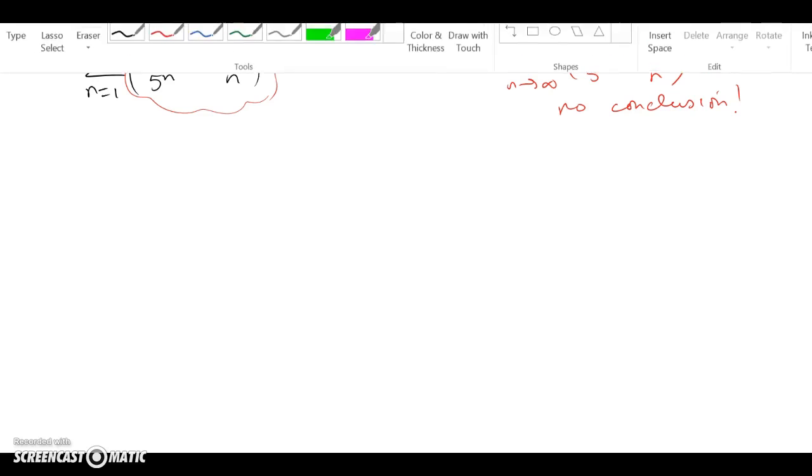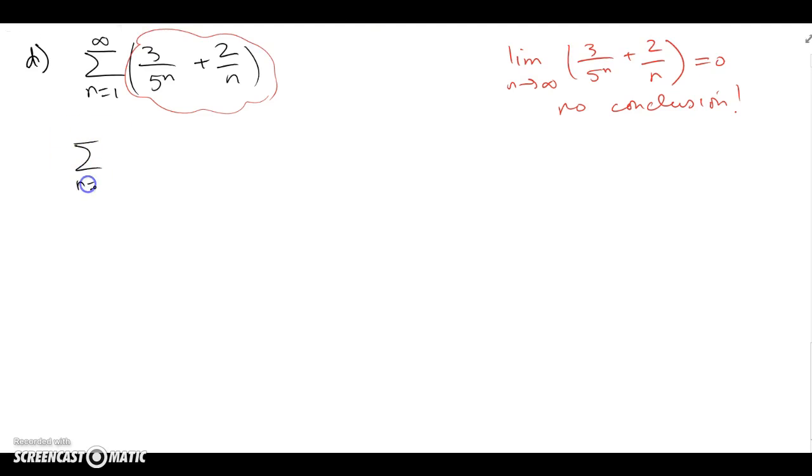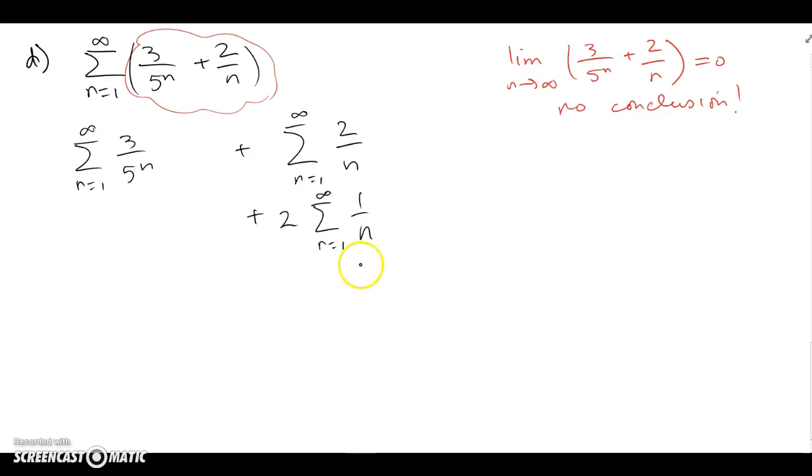So I'm going to analyze it by looking at it in separate pieces. I have this guy plus this guy. And this we should recognize as just a multiple of the harmonic series, for which we know it definitely diverges. So we'll say this diverges. And I can't conclude automatically, remember, that the whole thing is going to diverge, because if this too diverges, then together maybe they won't diverge. So I have to analyze this.